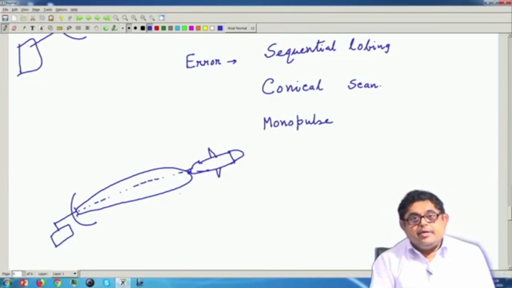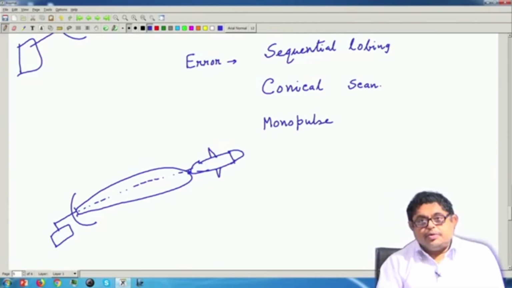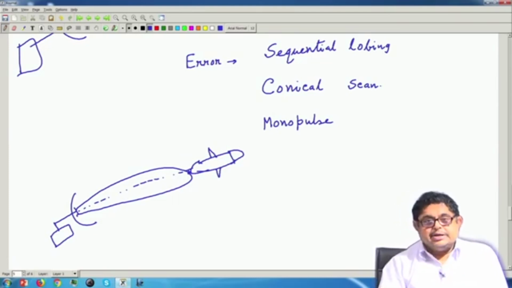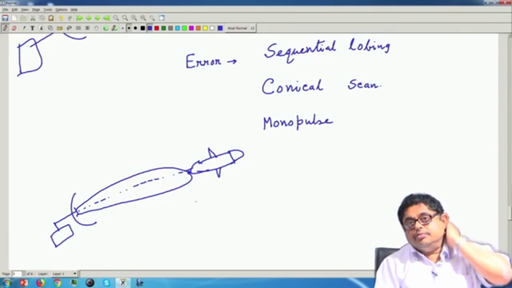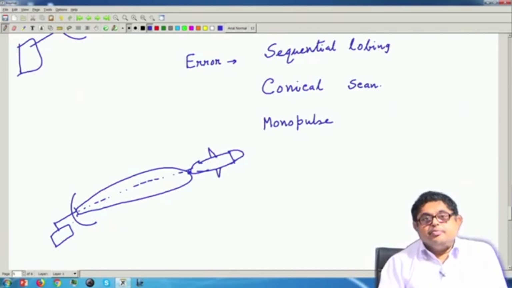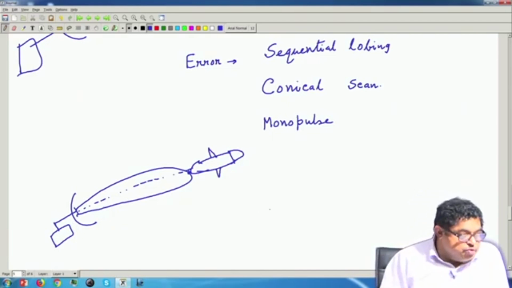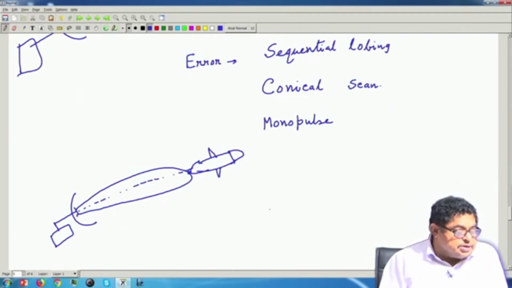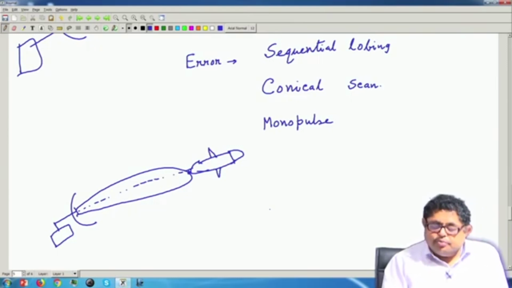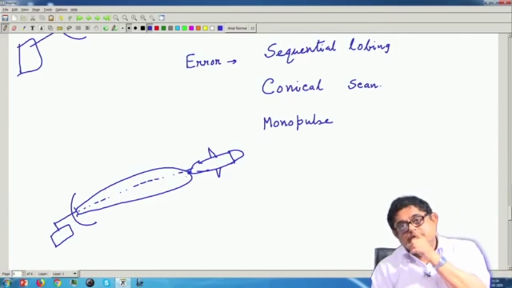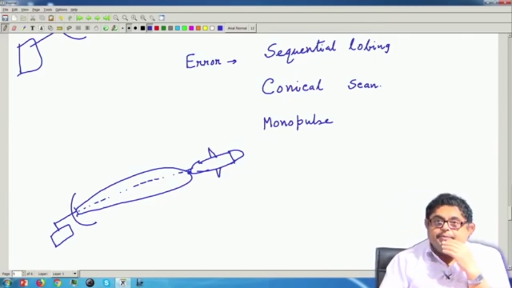Now, it can find out that echo, if I point this, I can find the echo, I can measure. But generally this is not done. That means the radar does not directly see the target. The beam never directly sees this.